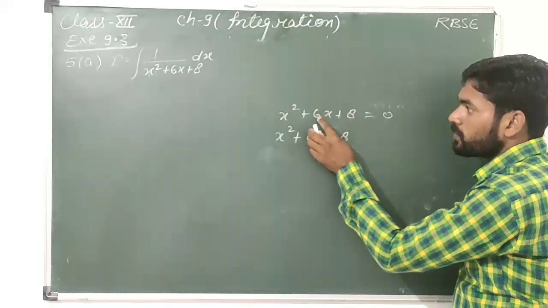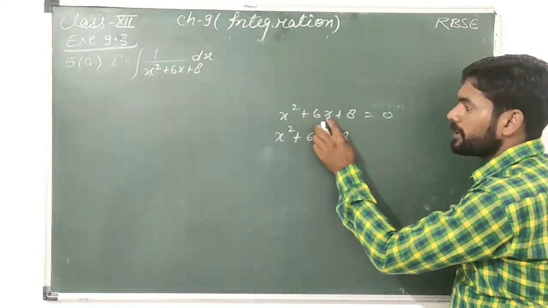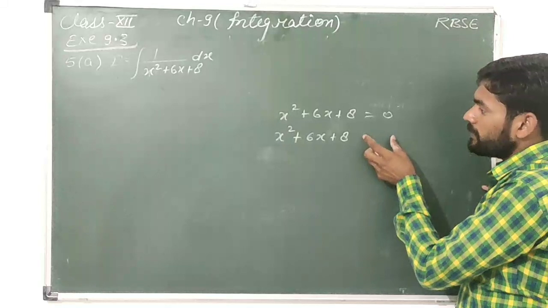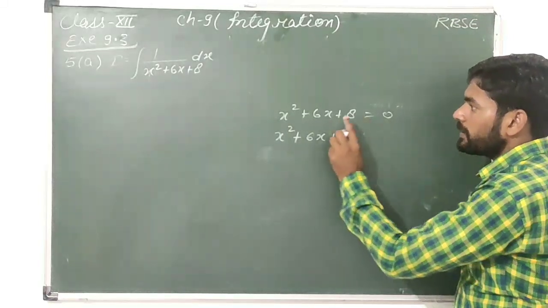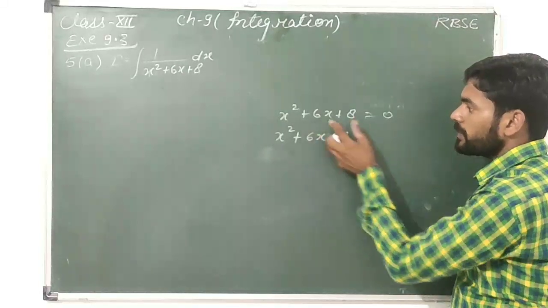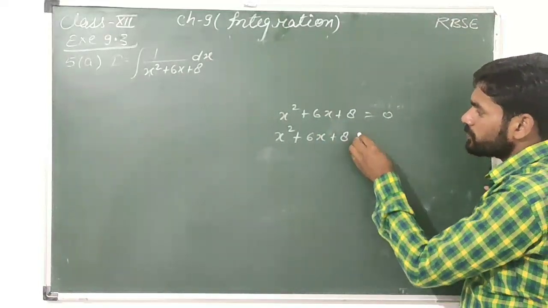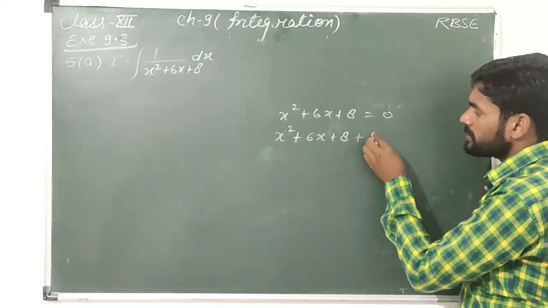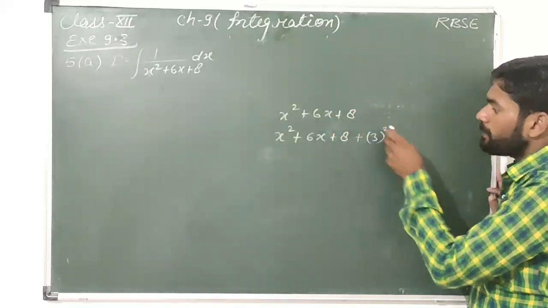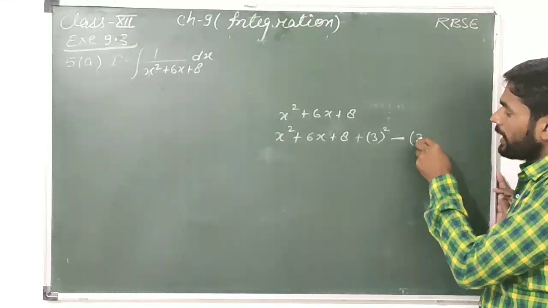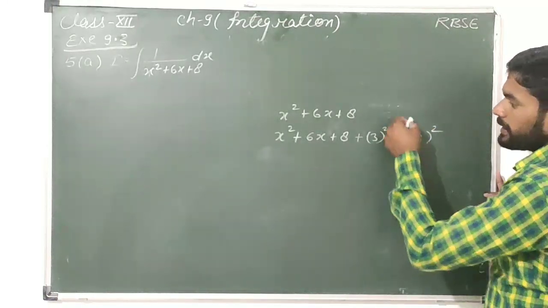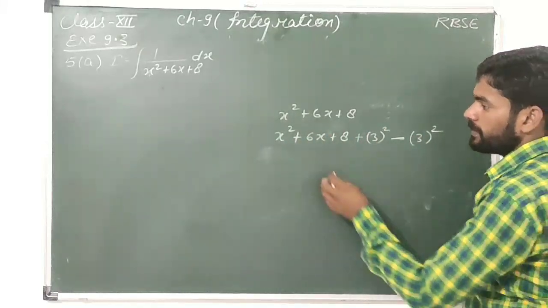Question: half. Square of half of the coefficient of x on both sides. What have we read? We will add on both sides the square of half of the coefficient of x. So we get 6 upon 2 is 3, and then square. So this equation is, but here it is a polynomial, so we will add and subtract. Clear? It will cancel each other.